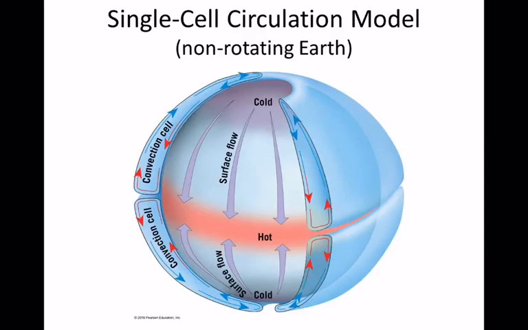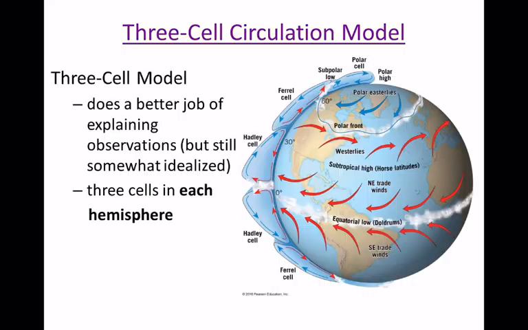Now the next one's a little more complicated, and to present it, I'm just going to click on this little video and have it talk you through it, and then we'll add to it. The thing is, there are actually 3 cells in each hemisphere. So they call it the 3-cell model, but I would call it the 6-cell model. Let me go ahead, and I've done it here.